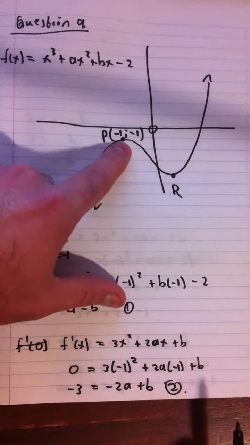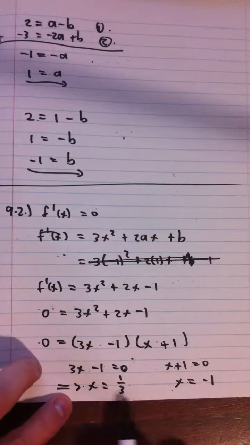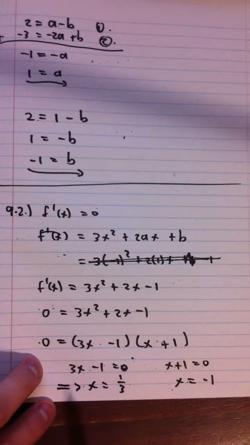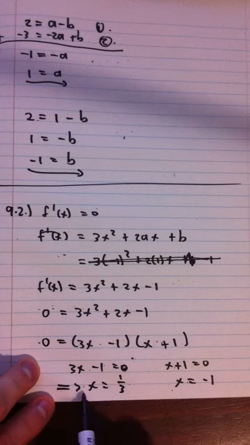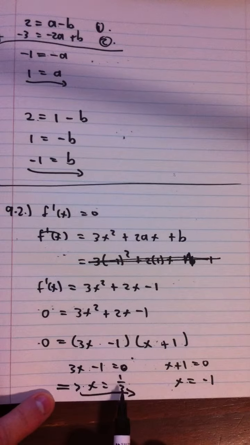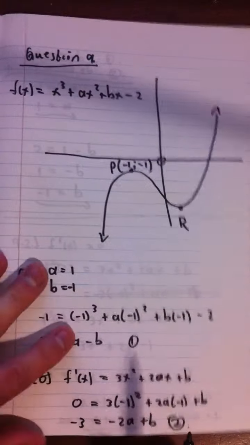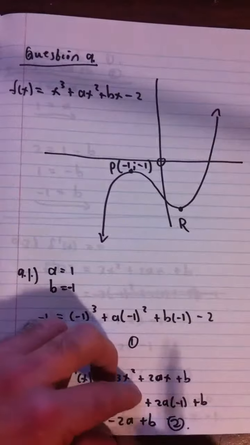Now we already have this one, that's our p-value, x equals negative 1. That's this turning point. So obviously the value for r would be the other one, which is x equals a third. But they've asked us the x-coordinate of r only, so that's all we need to know. If they asked us for the total coordinate of r, we would have to substitute this x equals a third back into the original equation to find the y value.